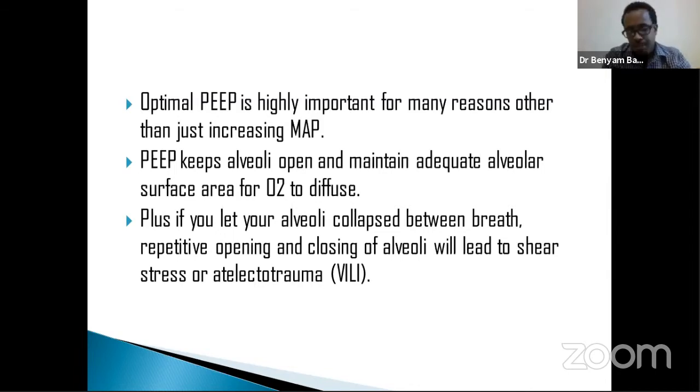So that's another purpose. The other one is, if you let your alveoli collapse during expiration, the collapsing and inflating will create shear stress, and the alveolar epithelium will be injured because the opening and closing results in stress in the alveoli. So it will cause atelectrauma or ventilator-induced lung injury. So we need a PEEP. PEEP should be optimized. Okay, cool.